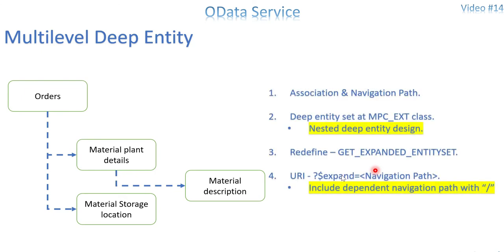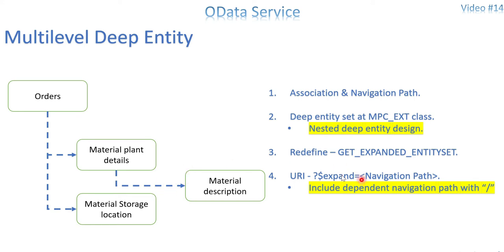The same thing we are going to follow for the multi-level as well, but with a few changes. Same association and navigation path, and here you have to create a nested deep entity design, meaning this is the entity set, and this entity set has an internal table, meaning it has another deep entity. So this particular internal table, or the entity, has one more internal table. That is how the design is going to be. It's very simple, only 3 or 4 lines of extra code compared to your deep entity set model. Other than that, everything is similar. That's why I mentioned here nested deep entity design. We have to create it in the MPC extension class.